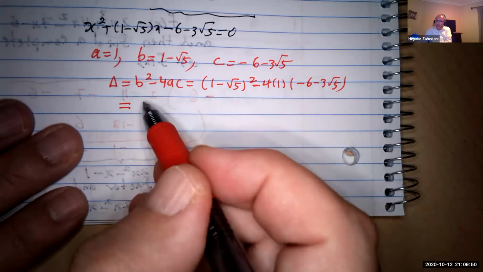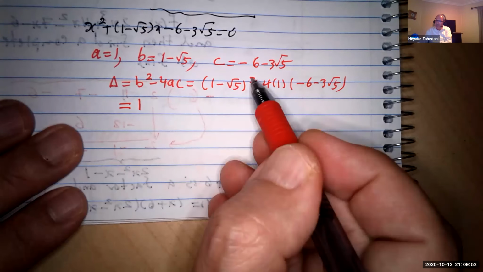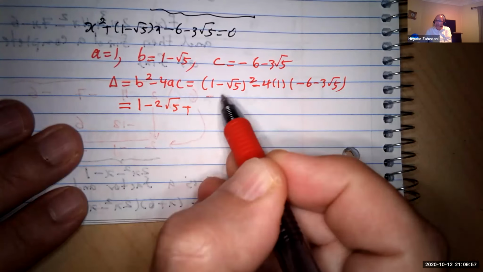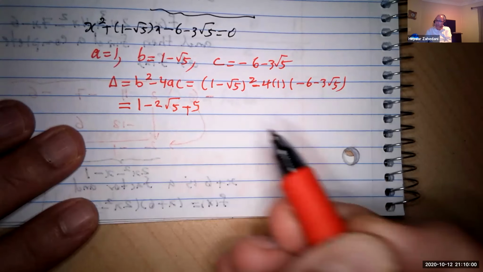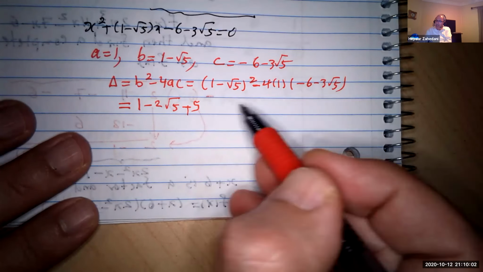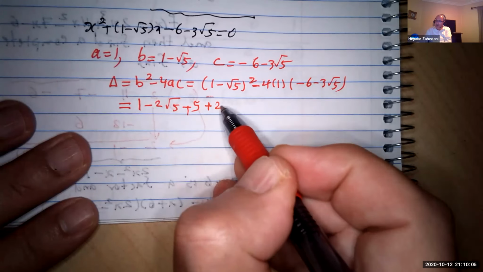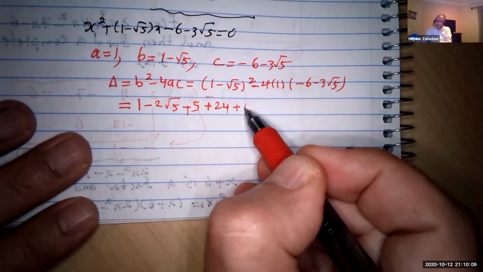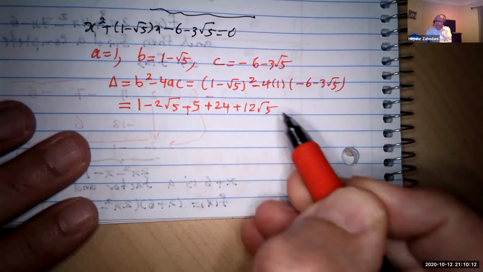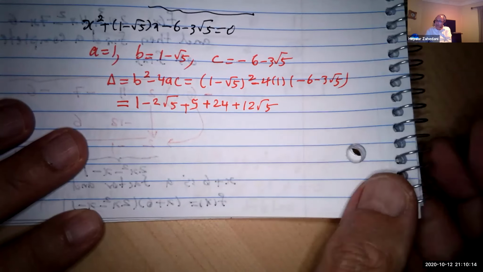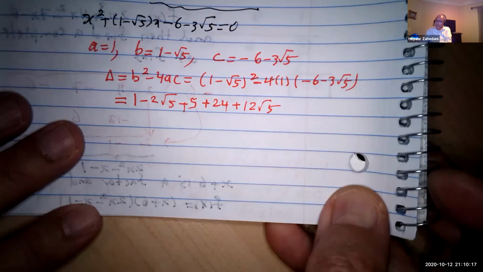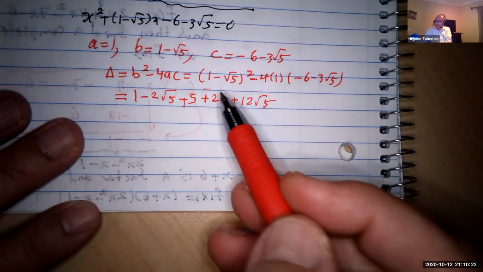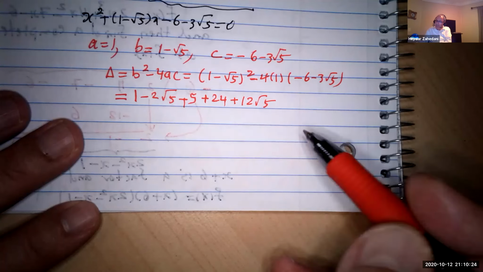So your square of the binomial is going to be 1, 2 times first times second, 2 radical 5, and just do it quickly. Radical 5 squared would be 5. And if you multiply this inside, that gives you a positive 24. And the negative would be positive. So that gives you 12 radical 5. Okay, it's going to be b squared minus 4ac.